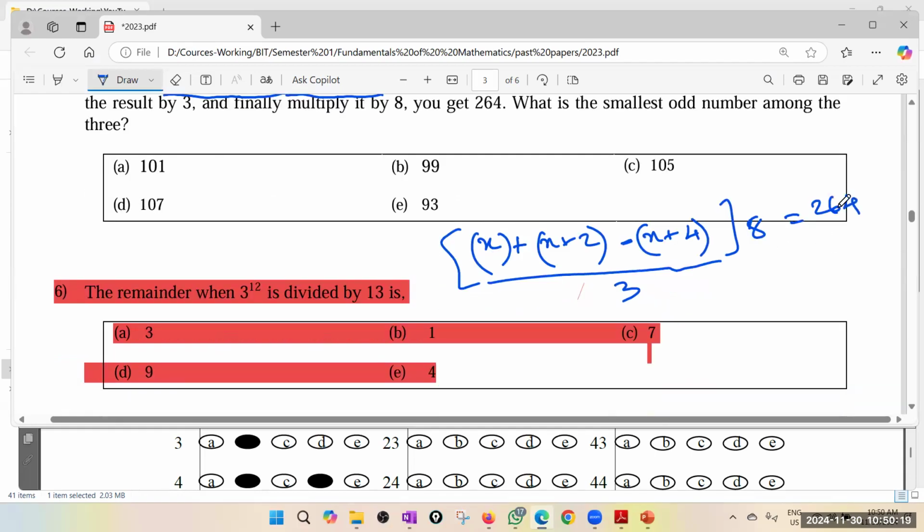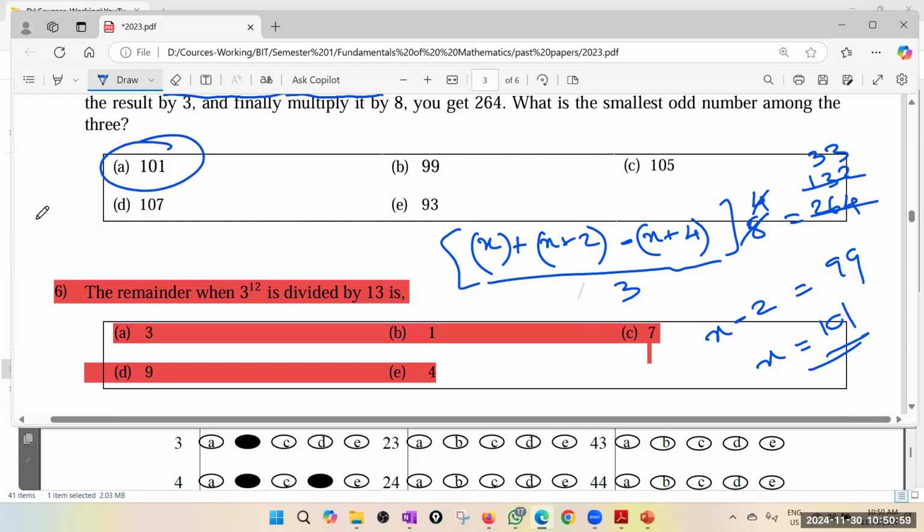So can we divide this? 264 divided by 8 is 33. Yes, I can divide it again. 33 times 3 is 99. So x plus x plus 2 minus x minus 4: minus x and plus x get cancelled. That is x. Plus 2 minus 4 is minus 2. Equal 33 into 3 is 99. X is 101. So the x value must be 101. Answer must be A. The 5th one, answer must be A.